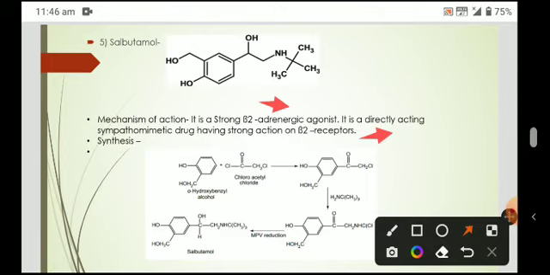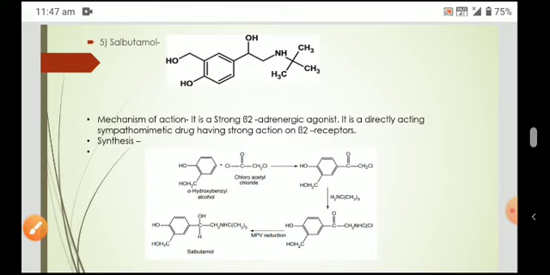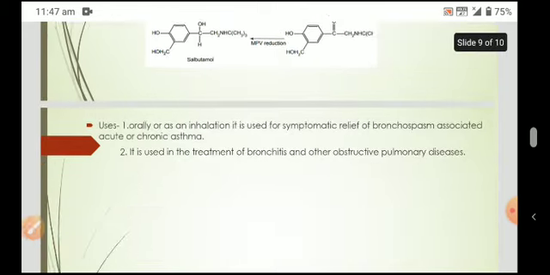Synthesis: see here, the orthohydroxybenzyl alcohol treated with chloroacetyl chloride produces an intermediate product, which is further treated with MPV reduction. It will undergo the MPV reduction and finally produce salbutamol. That is the synthesis of salbutamol.